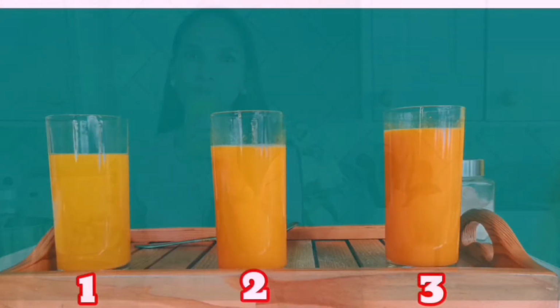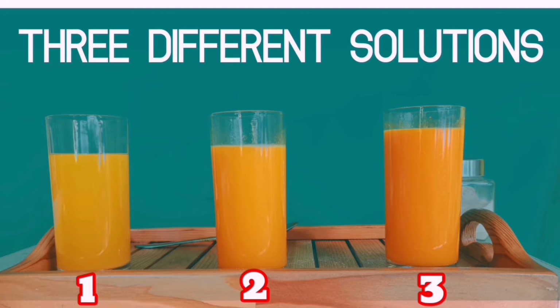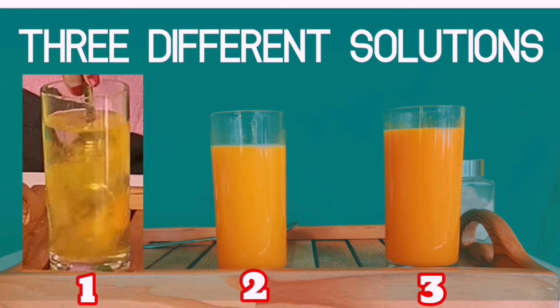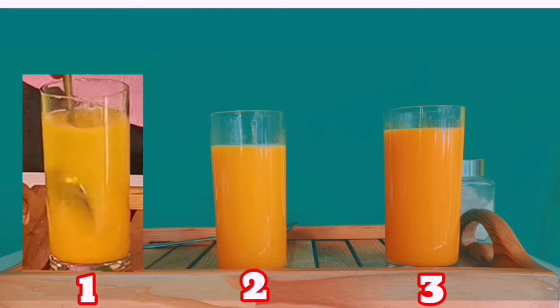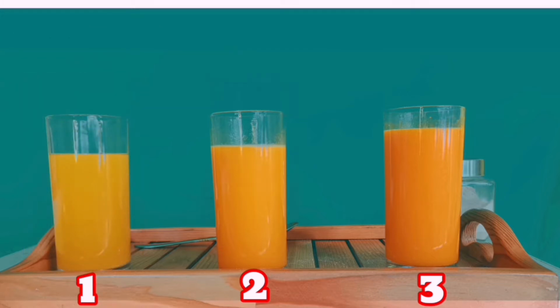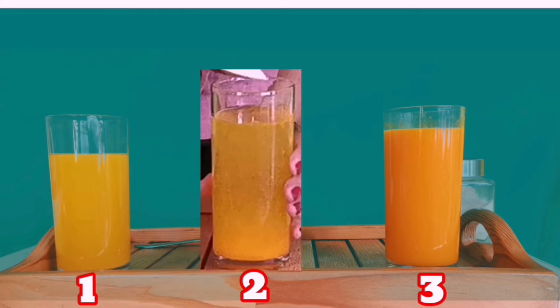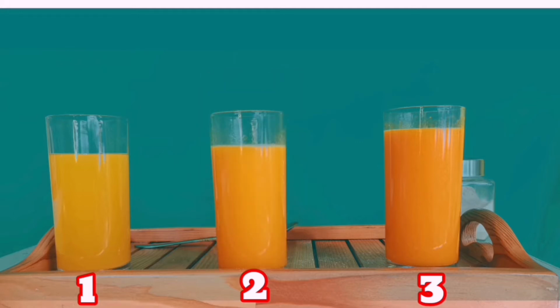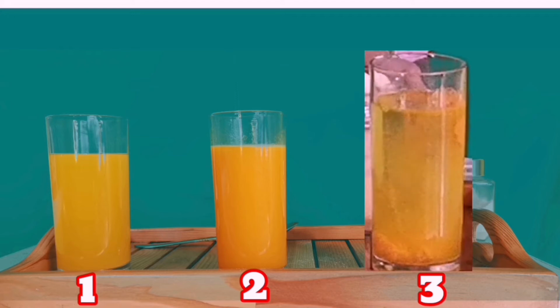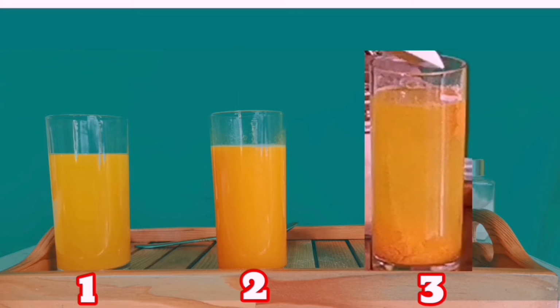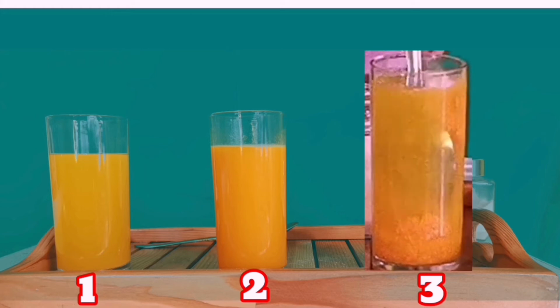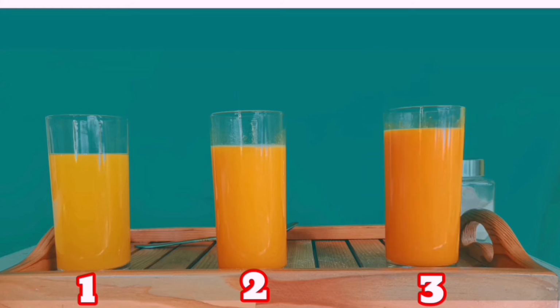Cheers! We have 3 different solutions. This is because of the different amount of powdered juice in the same quantity of water. The first glass, having 1/2 tablespoon of powdered orange juice with the same amount of water, turned into a light color. The second glass, with 2 tablespoons of powdered orange juice with the same amount of water in an identical glass, is darker compared to the first glass. The third glass, with 4 tablespoons of the same powdered juice in an identical glass with the same amount of water, is darker than the second glass.